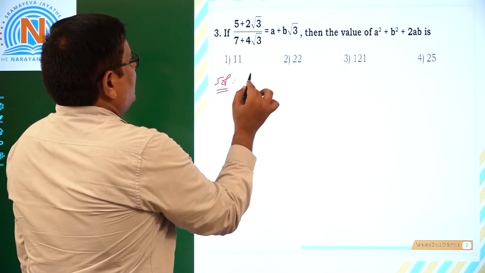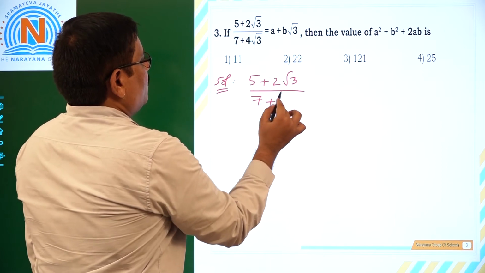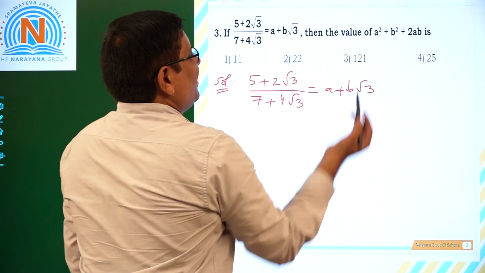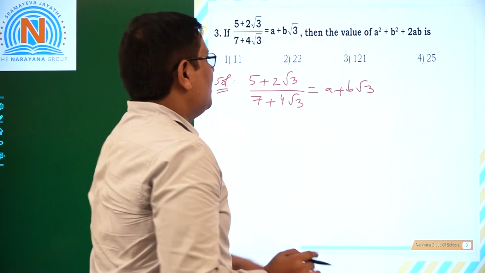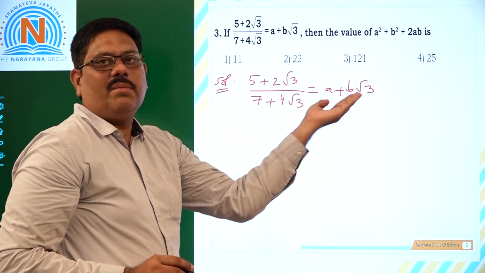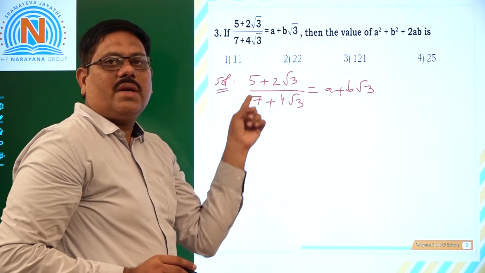If (5 + 2√3)/(7 + 4√3) is equal to a + b√3, then find the value of a² + b² + 2ab. Fine, let us do that later. First, what to do here? Here the denominator is no more existing, meaning it got rationalized. That's what we have to understand. The denominator is to be rationalized now.